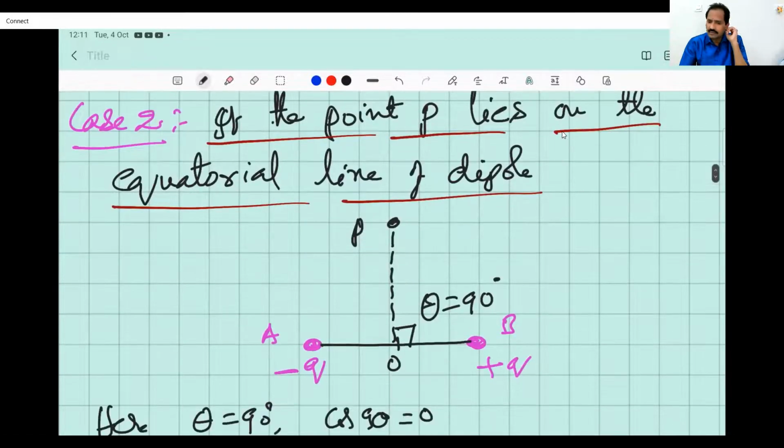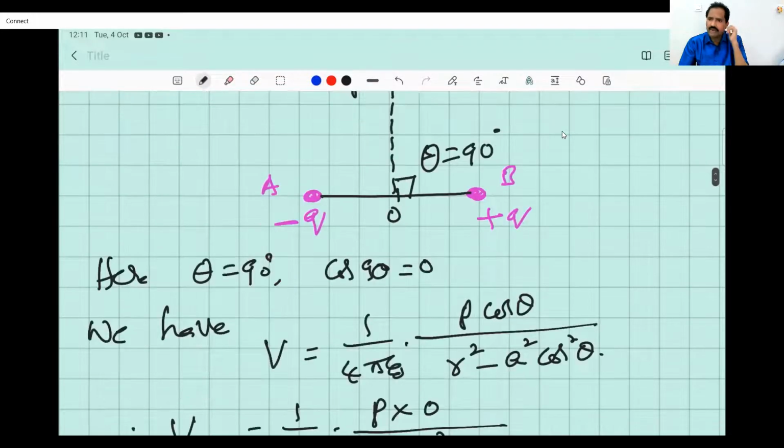The diagram looks like this. Say AB is the electric dipole and point P lies on the equatorial line. Now this is the equatorial line. Theta is obviously 90 degrees. Cos 90 is equal to 0. Then we have the equation in general.